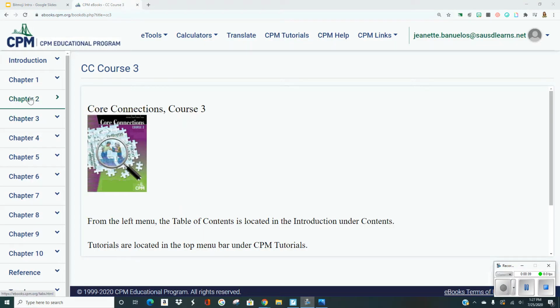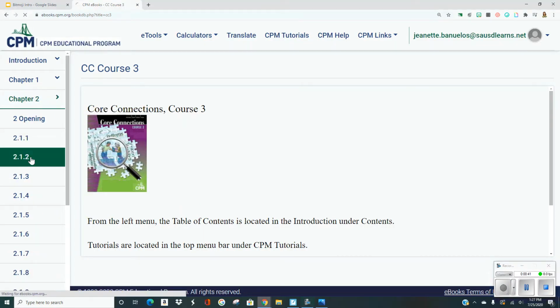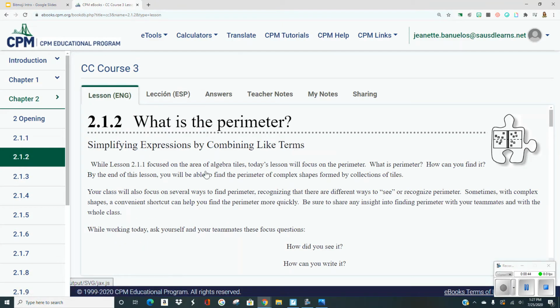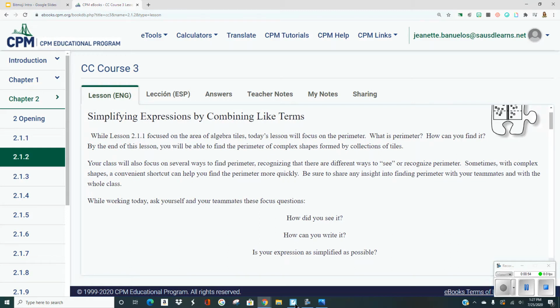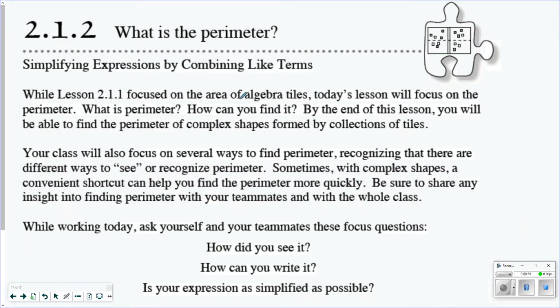Make sure to log in to Chapter 2, Section 2.1.2. What is the perimeter? Simplifying expressions by combining like terms. Go ahead and pause the video to read today's lesson introduction. Today we will continue looking at algebra tiles, but focusing on its perimeter.